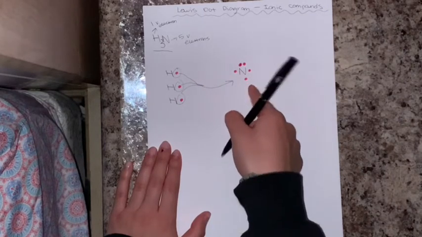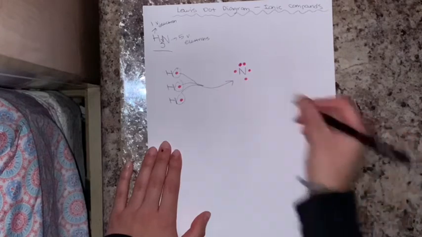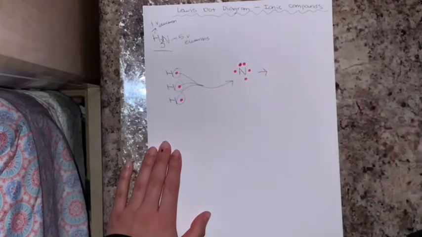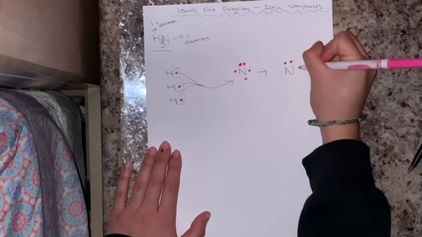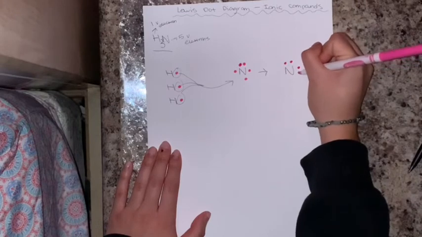So hydrogen is going to give its electrons to nitrogen. And here we're going to redraw it again. Nitrogen with the complete octet rule. Octet.